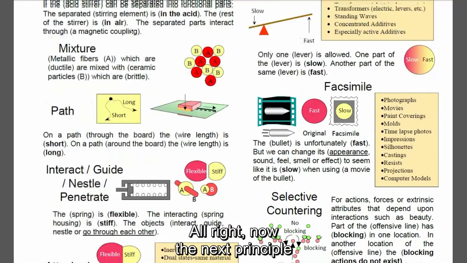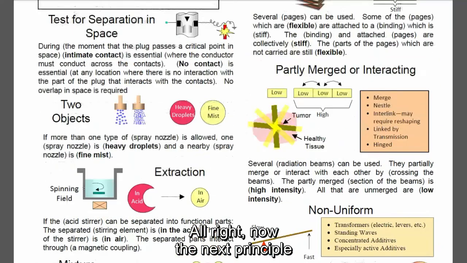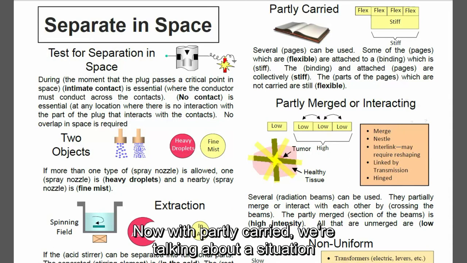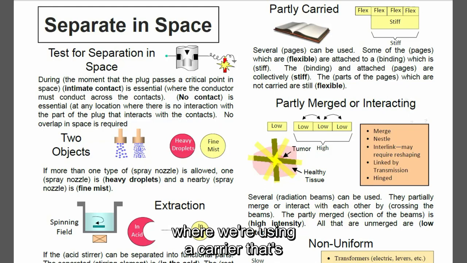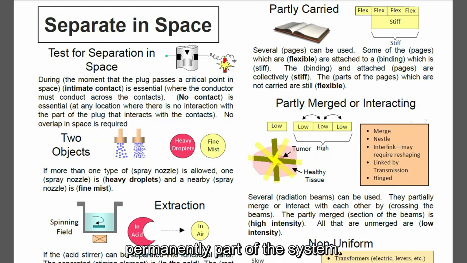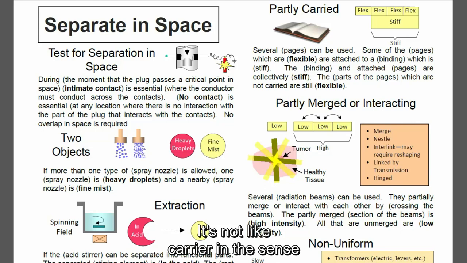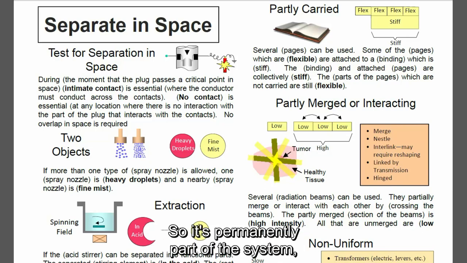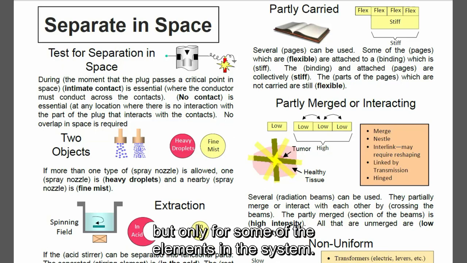All right, now the next principle within separating in space is partly carried. With partly carried, we're talking about a situation where we're using a carrier that's permanently part of the system. It's not like carrier in the sense that we used it before, where it was temporary. So it's permanently part of the system, but only for some of the elements in the system.